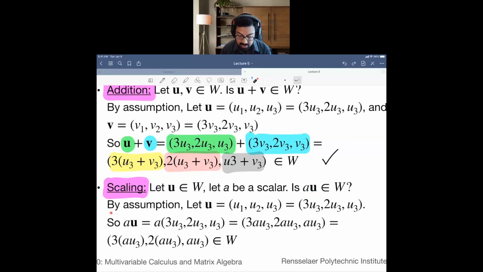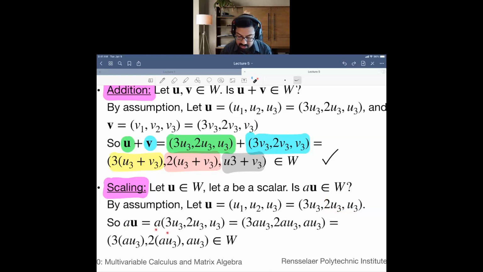So let's start with assuming that u is u1, u2, u3. These are the 3 values in u. It belongs to W, right? Because it belongs to W, you get this. It has to satisfy. So u1 should be 3 times u3, u2 should be 2 times u3, and the last one is carried over. Now, if you scale that vector with A, what do you get?